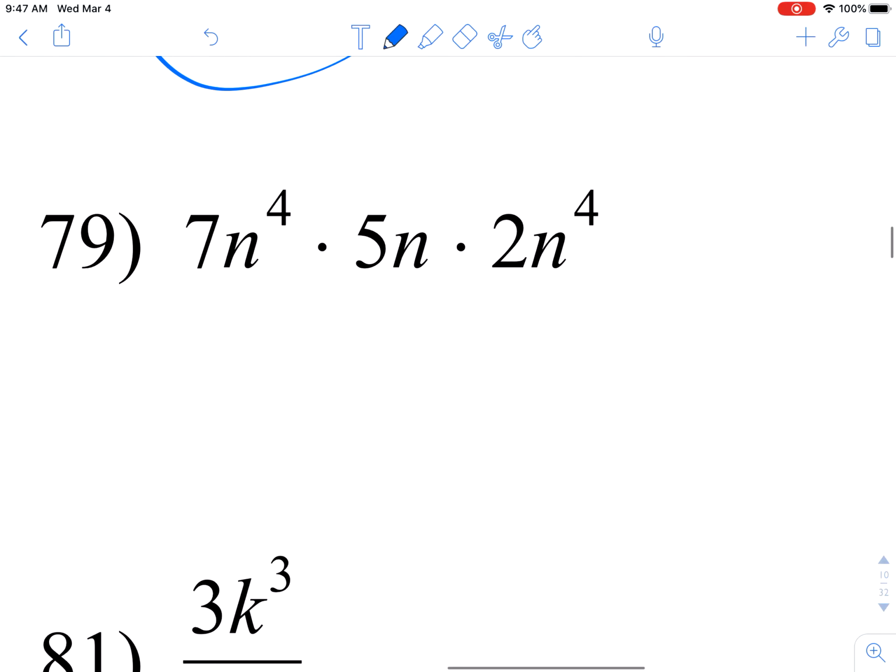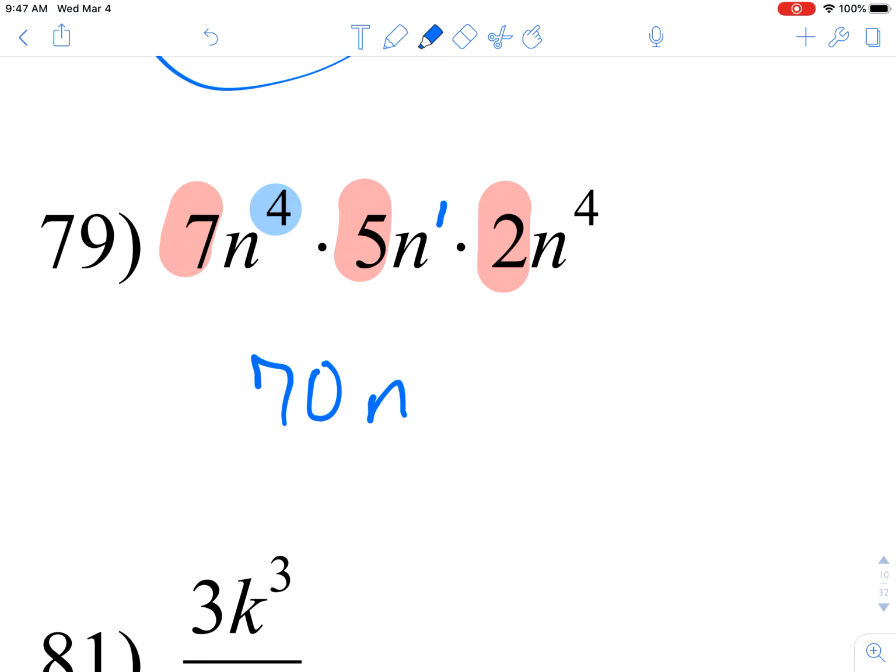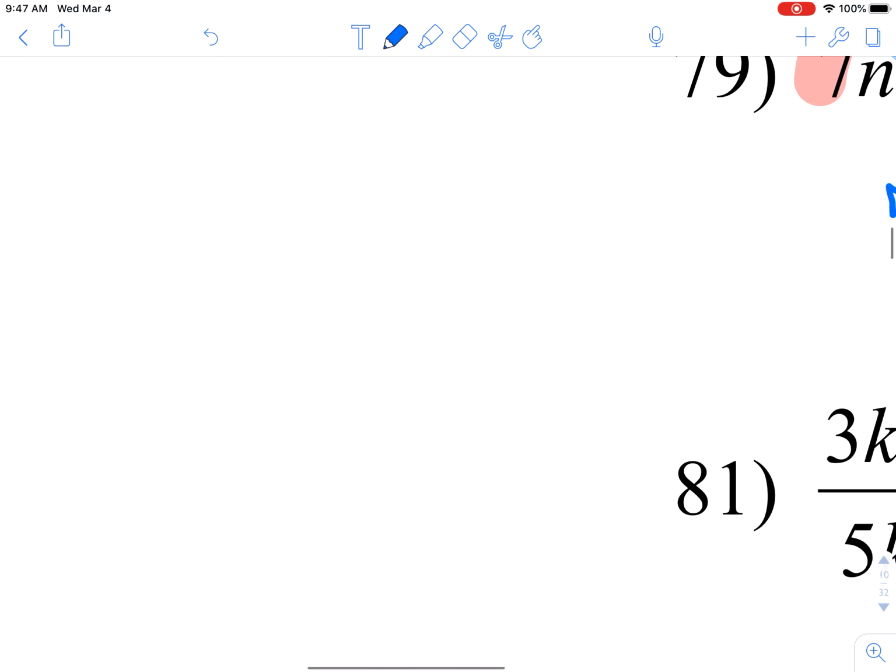79, again, we're going to look at the coefficients first. So 7 times 5 is 35, times 2 is 70. And then n is going to stay the same. Remember that there's a 1 there. And so now we're going to look at the exponents. 4 plus 1 is 5, plus 4 more is 9. Again, that's called the product rule.